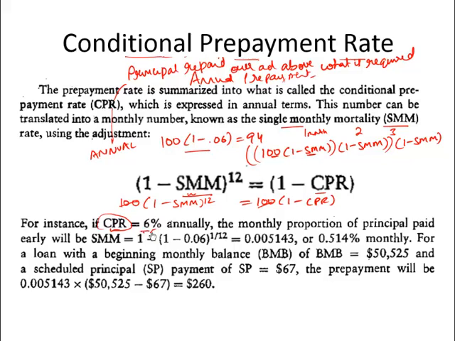So if 6% is the CPR annually, then the monthly prepayment rate can be calculated as (1 minus CPR) to the power 1 by 12. And we'll take SMM this side. So SMM can be written as, from this equation, 1 minus (1 minus CPR) to the power 1 by 12. So if CPR is 6%, SMM can be calculated as 1 minus (1 minus 0.06) to the power 1 by 12. That comes out to be 0.00514 or 0.514% monthly.